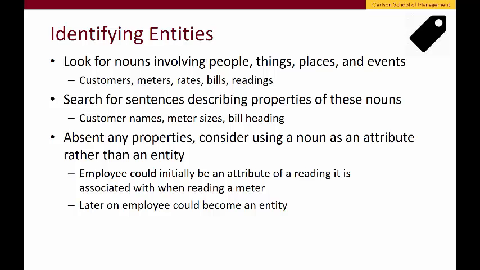Then look for properties of these nouns describing attributes of the identified entities. In our example, customer's first and last name, meter size and model, rates fixed and variable amounts, various dates on the bill, as well as reading date and water level are all examples of attributes. As we already mentioned, since an employee is only temporarily mentioned once in the context of reading the meter and no other attributes of an employee are discussed, it is okay to temporarily leave employee number as an attribute of the reading entity.